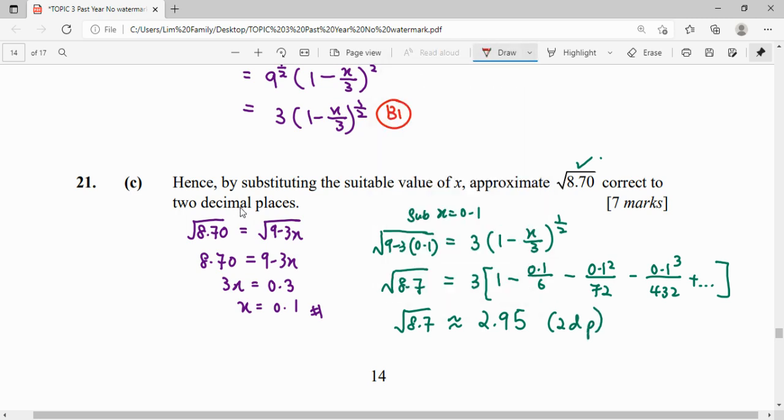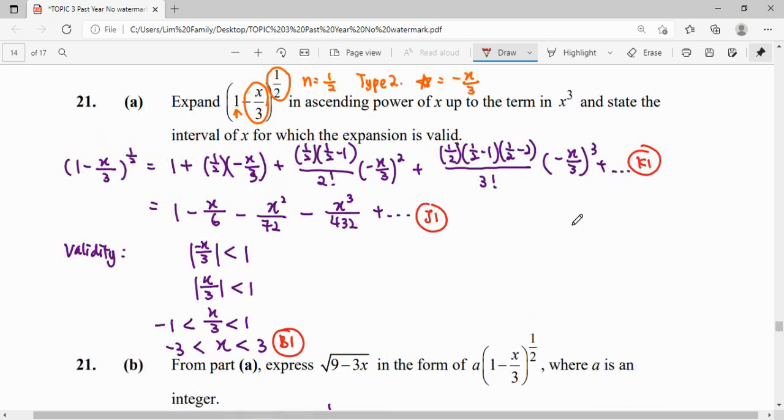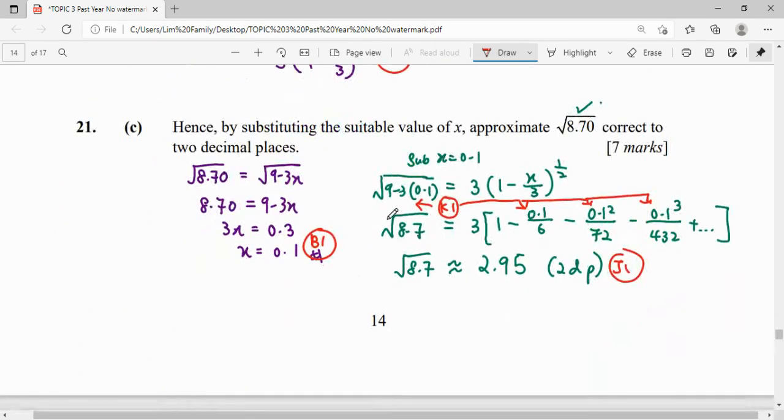So from here, we can see what is important. We have to manage to compare to find out the value of x which is valid. And then we substitute x equals 0.1 in both sides, in this binomial and its expansion, everything here. So finally, we get the final answer as the question asks, which is 2 decimal places. So total ABC is 7 marks. So 1, 2, 3, 4, 5, 6, 7.